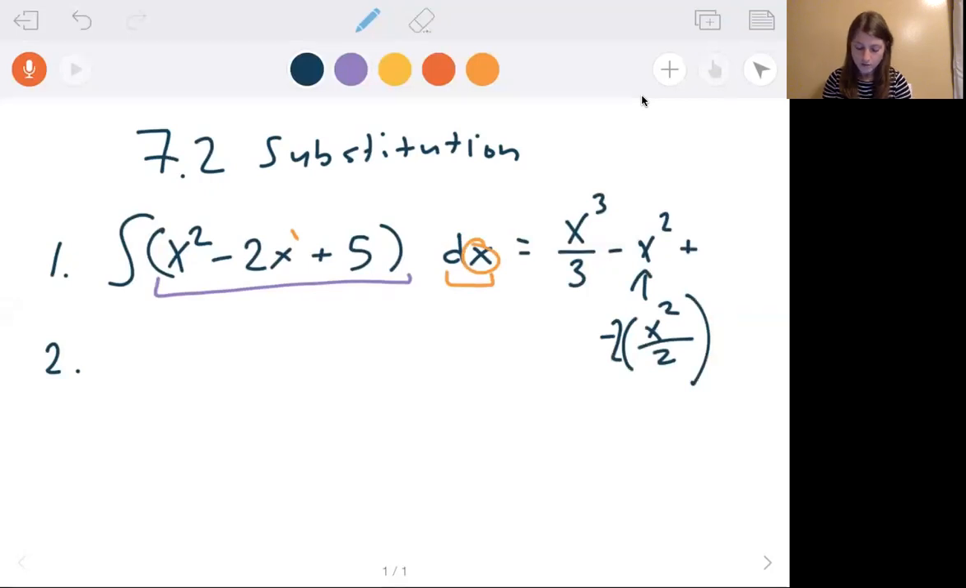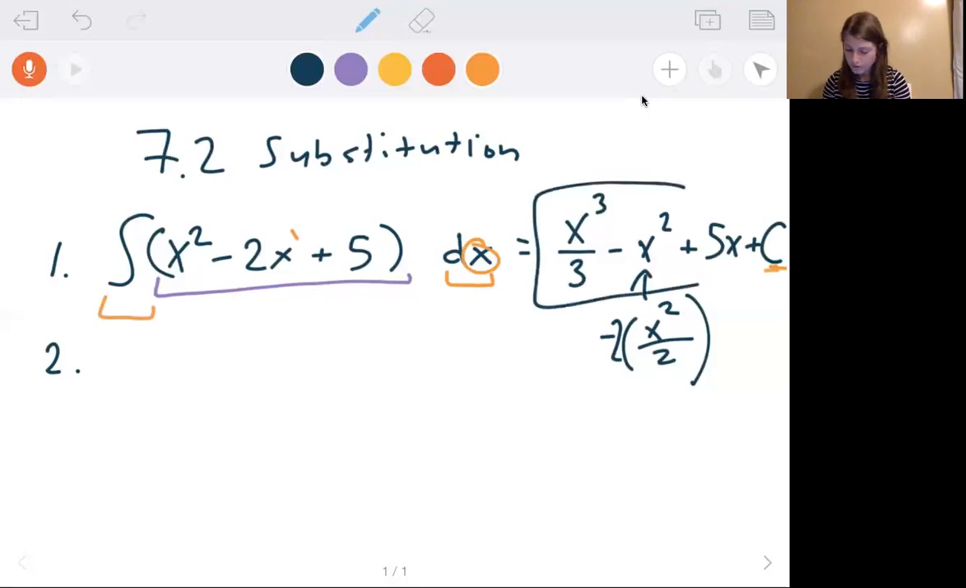Then from the 5 term, the antiderivative of 5 is 5x. The antiderivative of a constant is always that constant times the variable. And then since an antiderivative is just one solution, and the general solution or the antiderivative that they're asking for here is really a family, we need to add in that plus c. So in this case, our full solution is x cubed over 3 minus x squared plus 5x plus c.